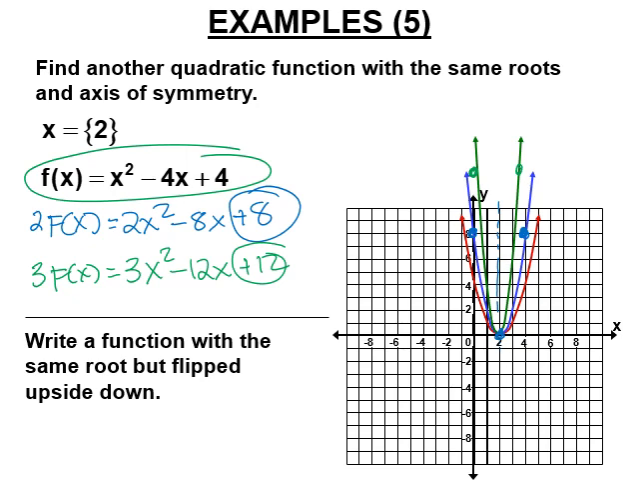So now we want to write a function that is upside down. So what would you multiply by to flip the function upside down? Well, it would be any negative number, because if you multiply by a negative number, let's do -1, you would get negative x squared plus 4x minus 4. Notice there's our new y-intercept. When you have a negative a, the parabola is upside down.